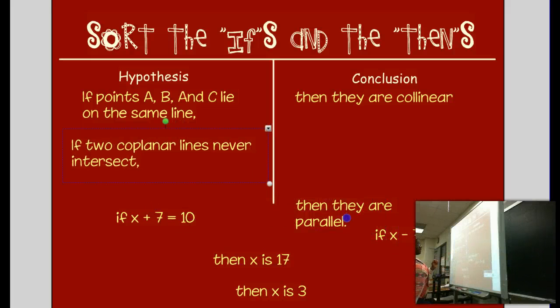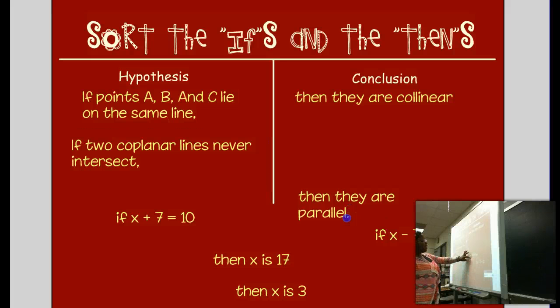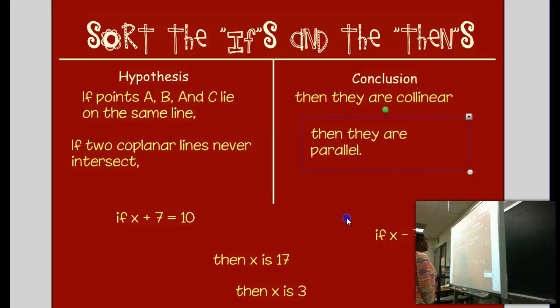If two coplanar lines never intersect, then they are parallel. Go ahead, yeah. And then no one can volunteer for the last one because it's going to be just whatever's left.